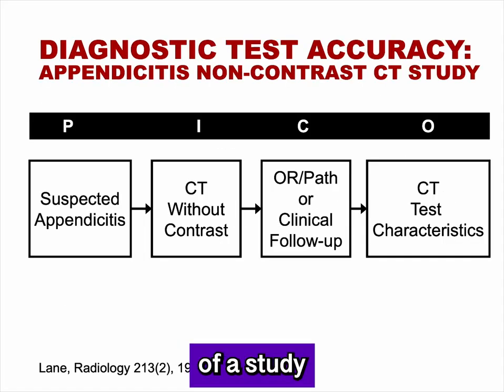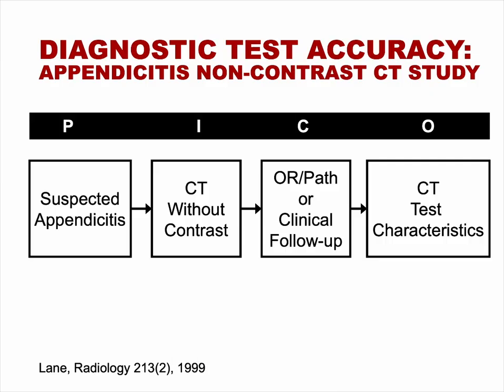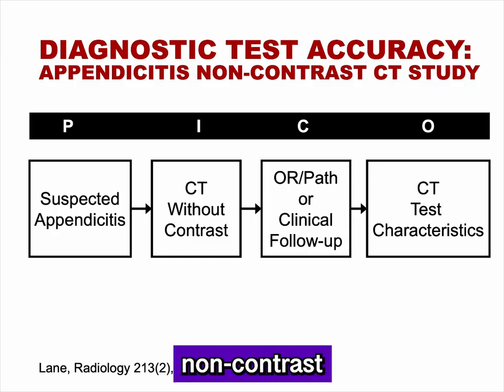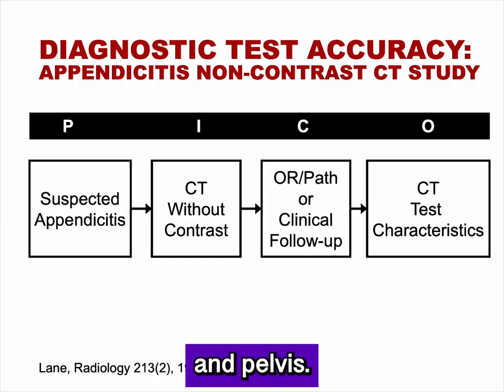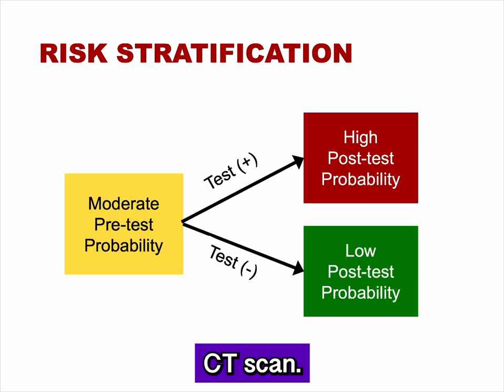We will use the results of a study conducted by Lane analyzing the accuracy of a non-contrast CT scan of the abdomen and pelvis in the identification of appendicitis. The population is primarily adult patients with suspected appendicitis. The intervention is a non-contrast CT scan of the abdomen and pelvis. The criterion standard is the operative report, pathology report, or clinical follow-up. And the outcomes are the test characteristics of the non-contrast CT scan.